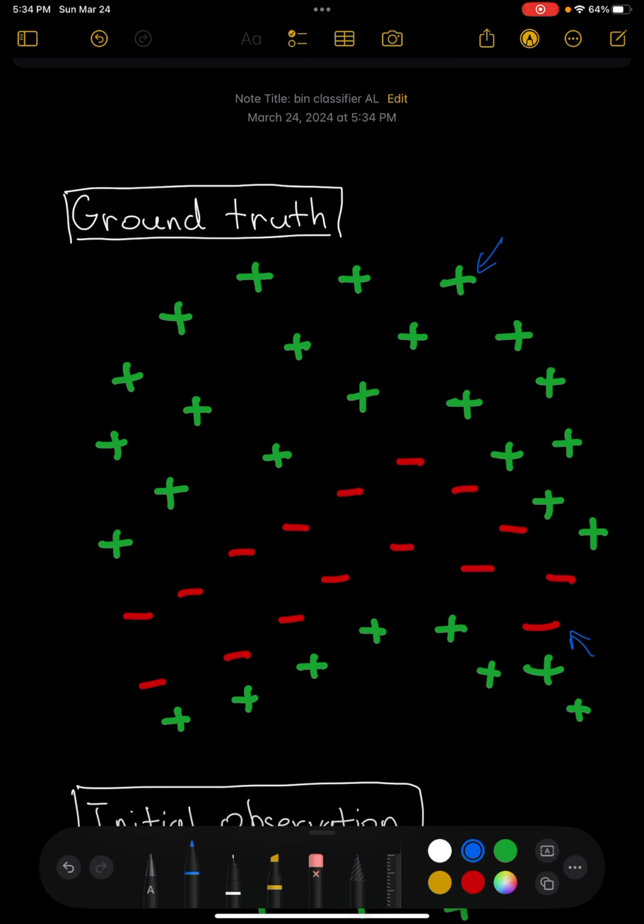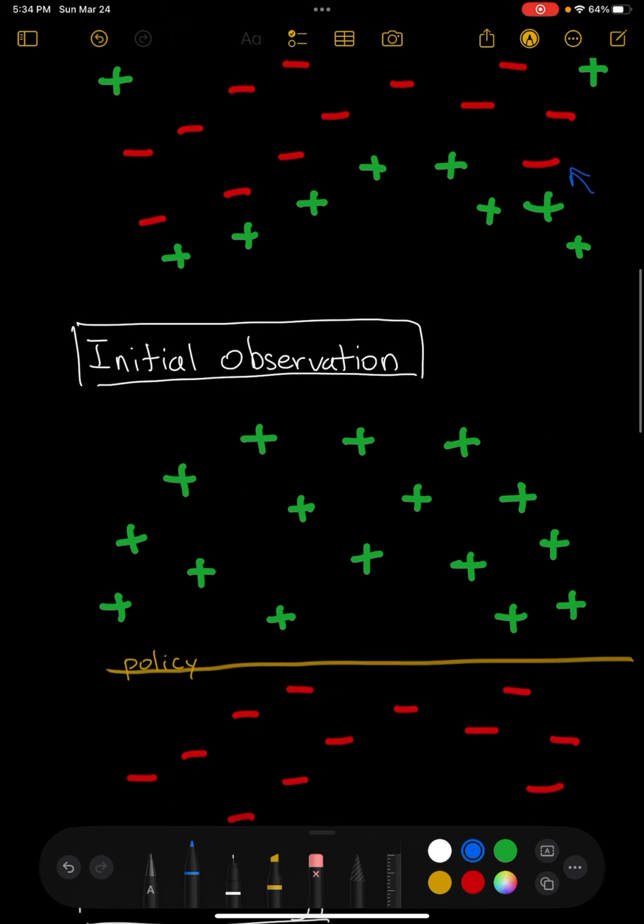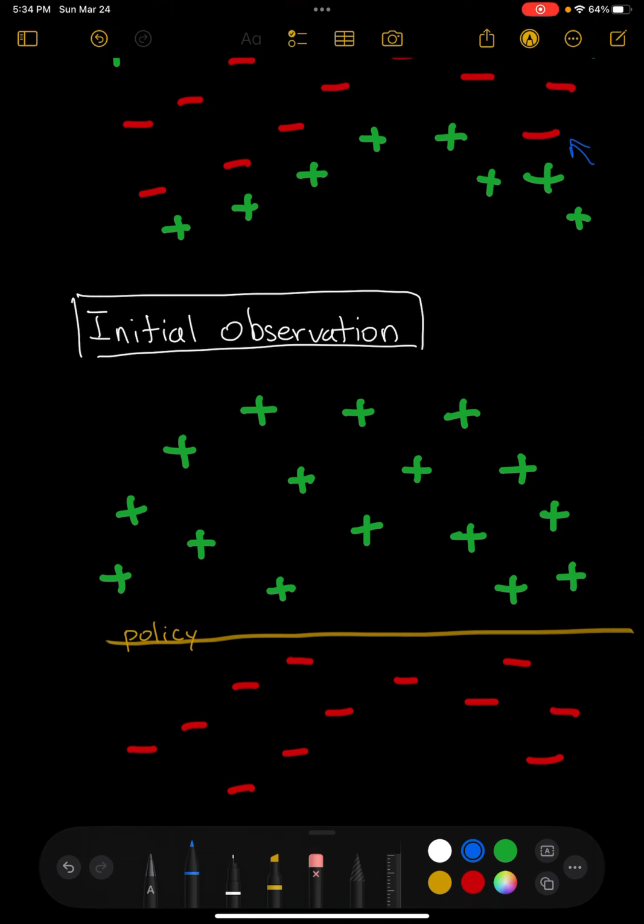And now we're trying to fit some binary classifier to correctly predict the labels for these data points. And we get some initial observation, right? So we have this set of green labeled data points that we find, and then a set of red labeled data points. And then we have this classifier here in the middle based on a policy description. I'll get into the policy later. But basically this yellow line here correctly separates linearly these two green and red classes.